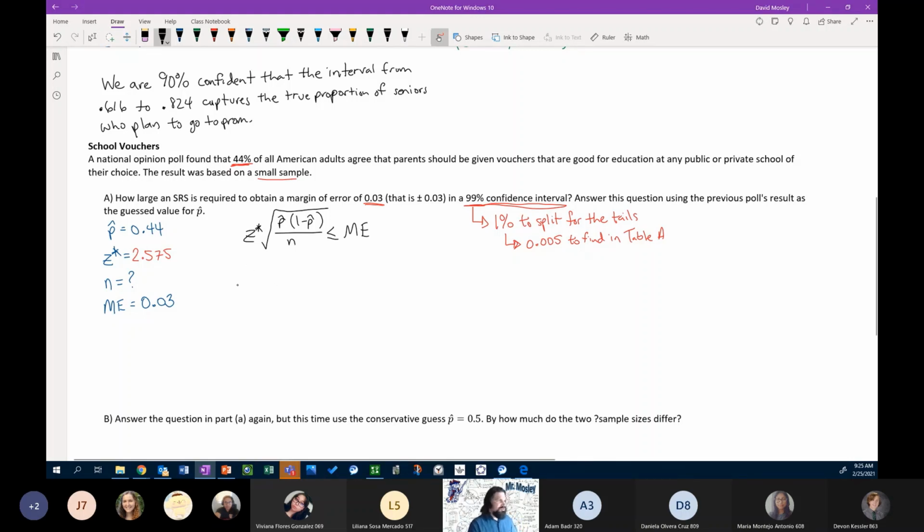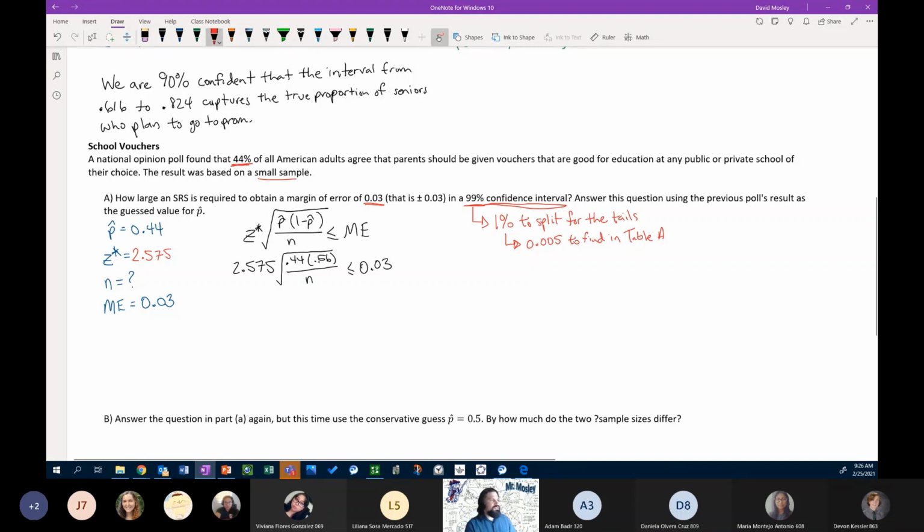So we'll replace this all with the values we have now. So we get 2.575 times the square root of 0.44 times 0.56 divided by n, less than or equal to 0.03.